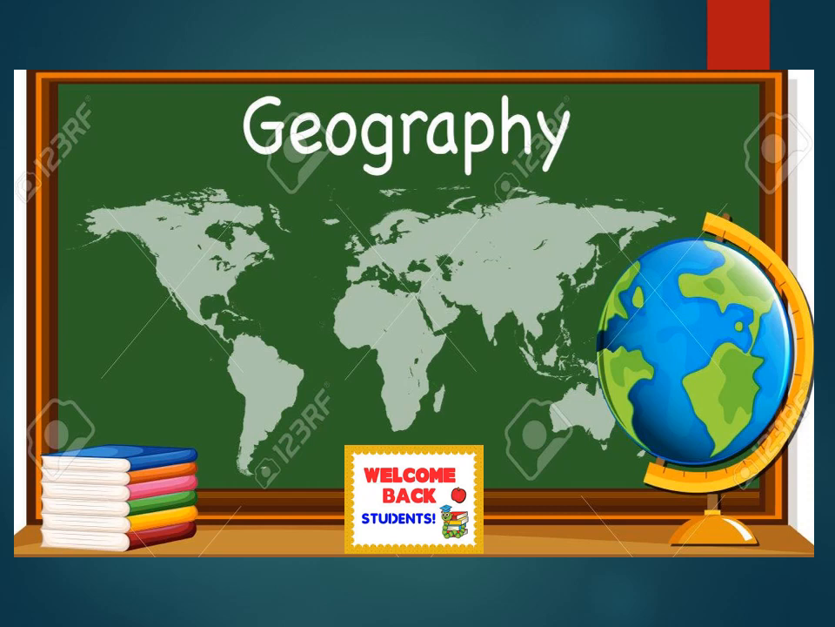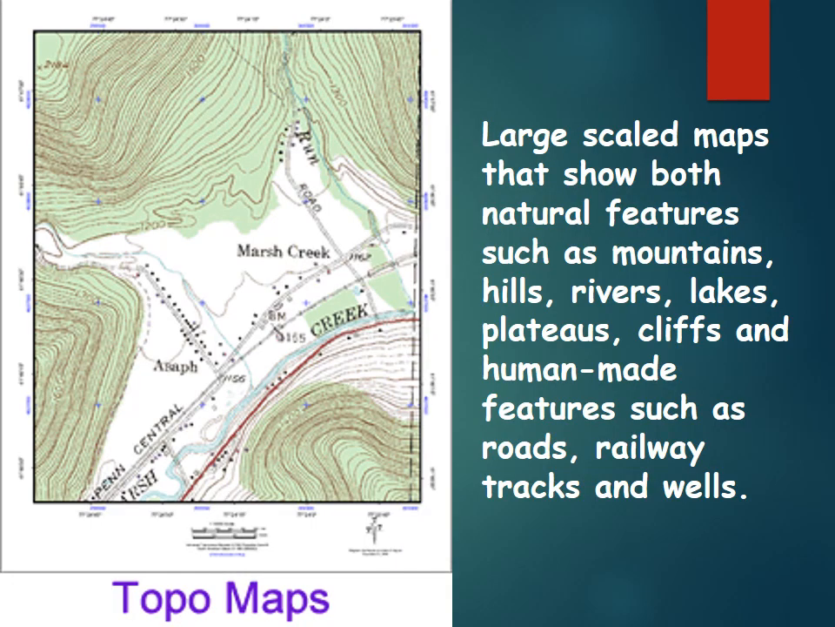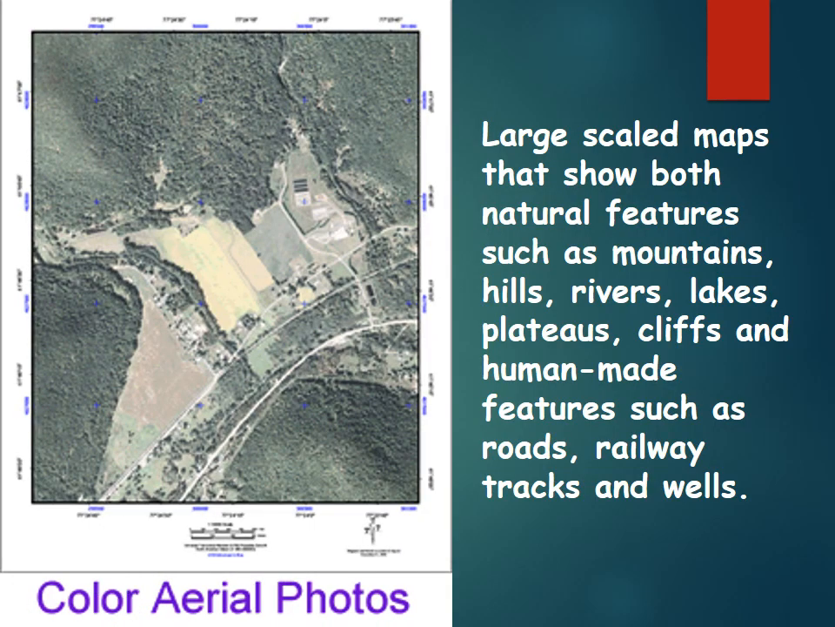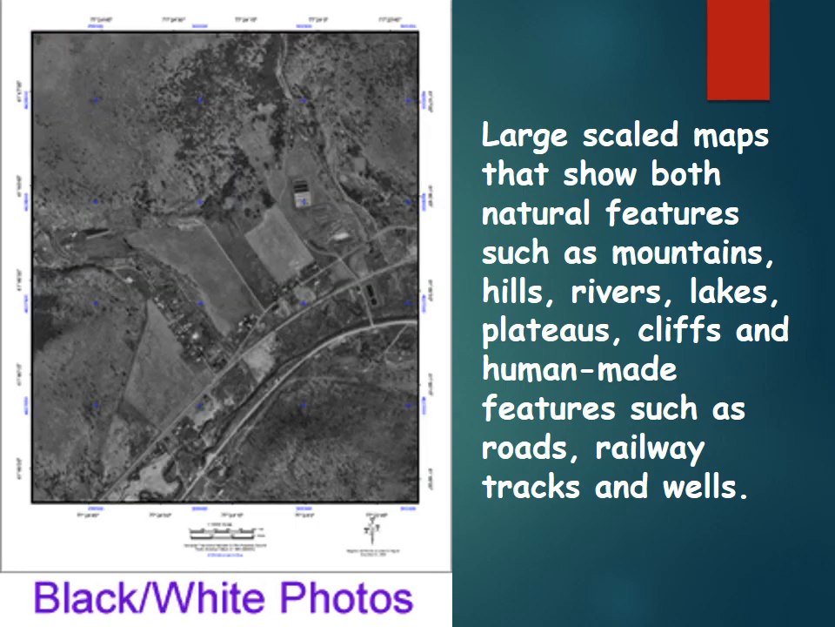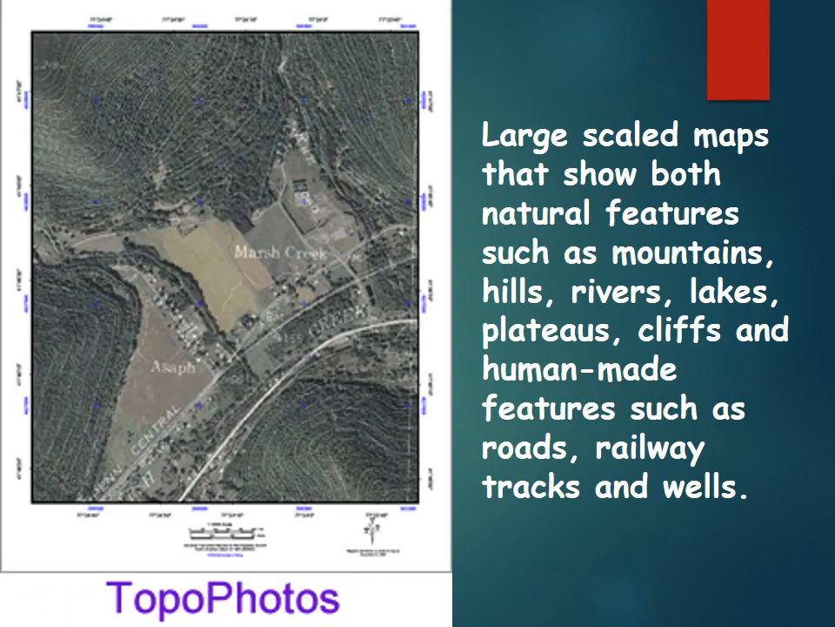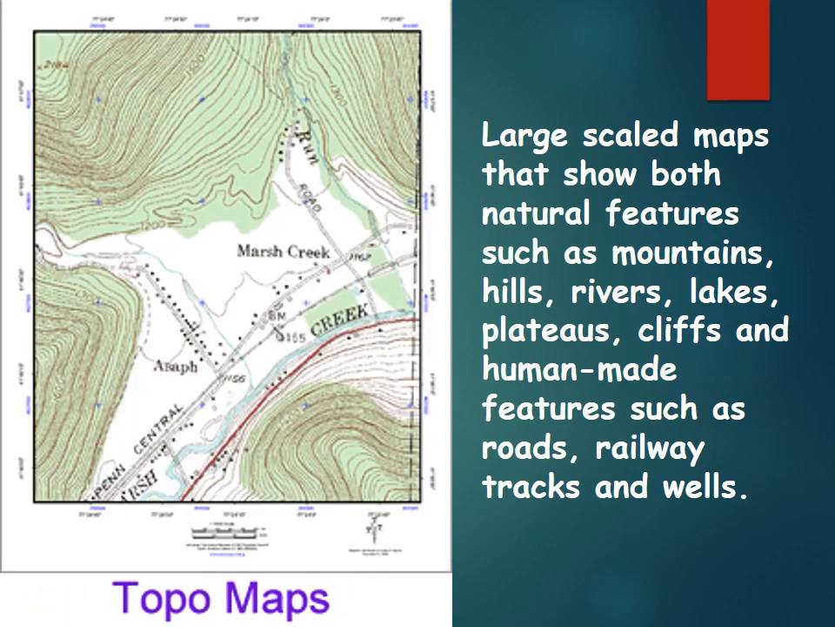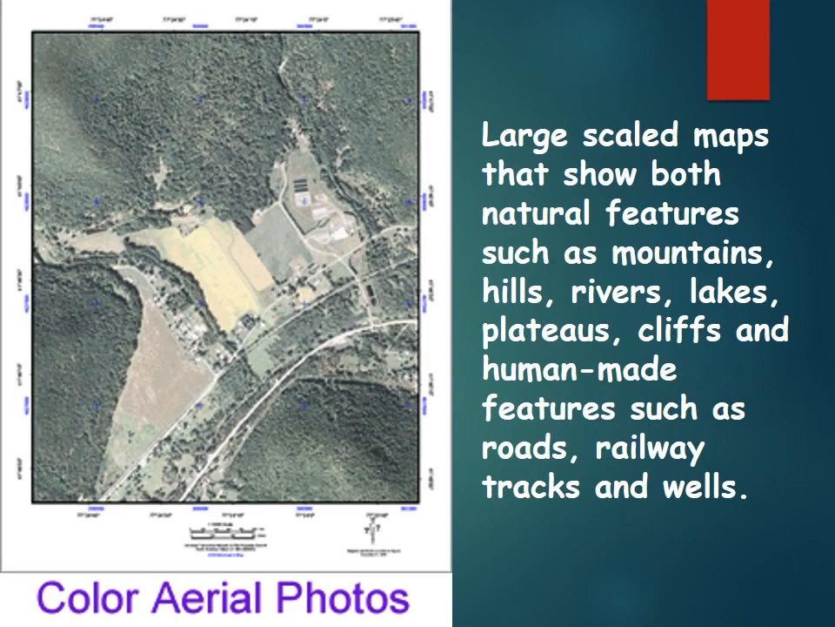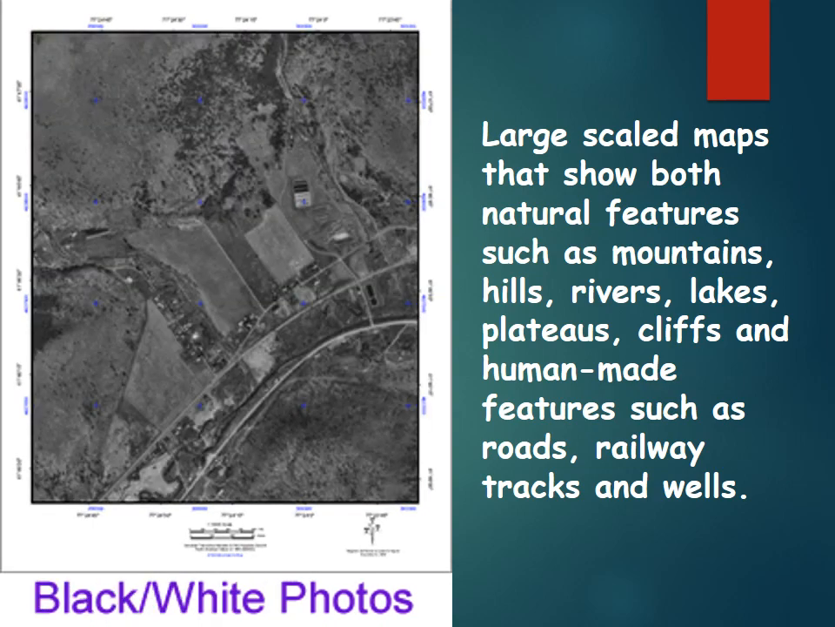Today's topic for this video session is representations of the relief features on the topo sheets. As we have already discussed, topographical maps are large scale maps that show both natural features such as mountains, hills, rivers, lakes, plateaus, cliffs, and human made features such as roads, railway tracks, and wells.